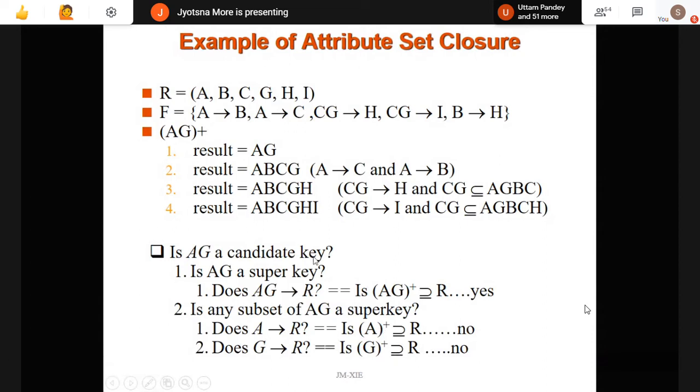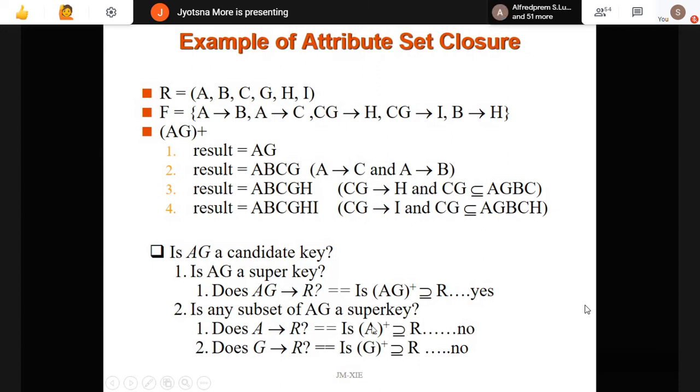A plus will be what? Initially A will be the value, then B will come, C will come. So it will be A, B, C. A, B, C determines something, B determines H. So H will join to them. I will have A, B, C, H. Then I will not get these two attributes. So G will not come over there.